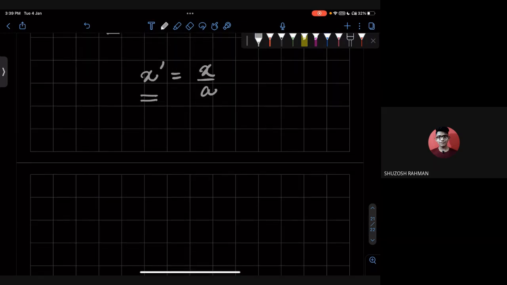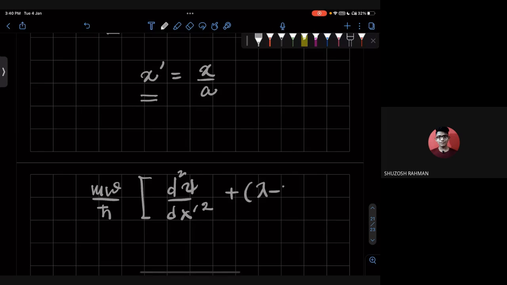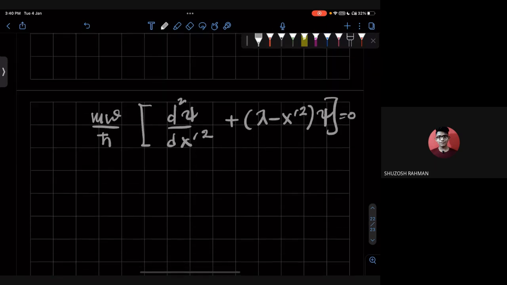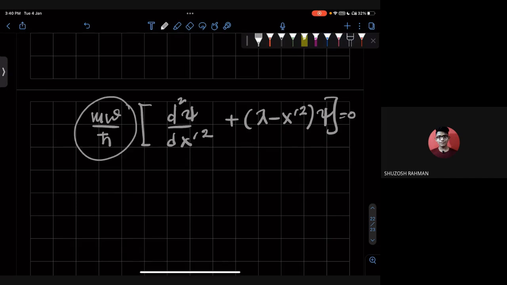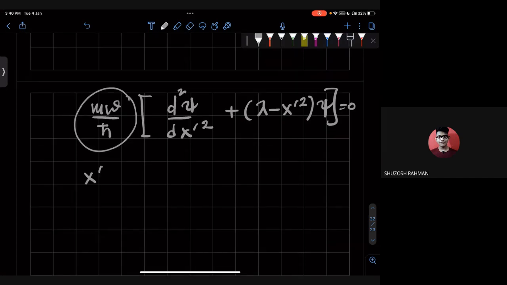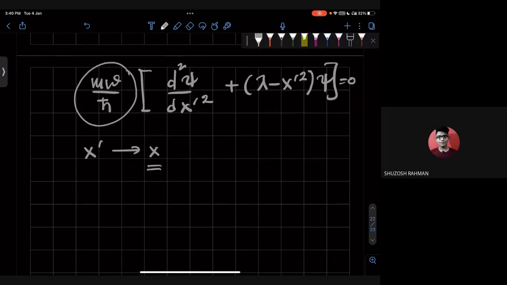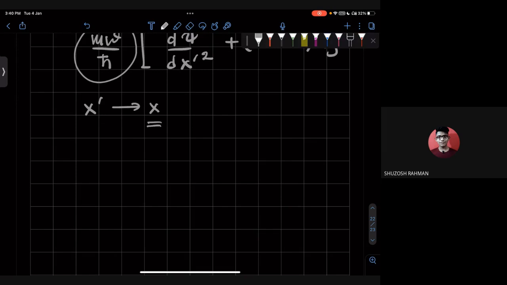So if I rewrite the Schrodinger equation now, I get m omega by h bar, and then inside the bracket, d squared psi over dx prime squared plus lambda minus x prime squared times psi is equal to 0. So this is just a rewriting. And because this is a non-zero constant, we can divide both sides by it, and we replace x prime by x. This is just a notation. This is not our original x, because we don't need the prime anymore. It's a relabeling.